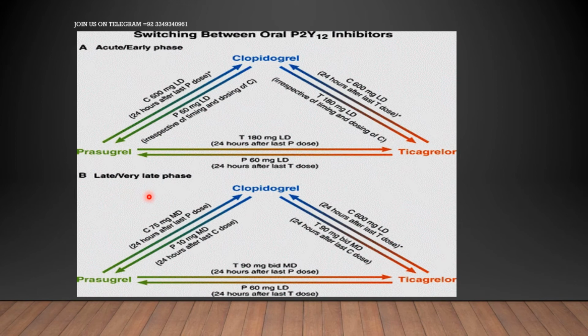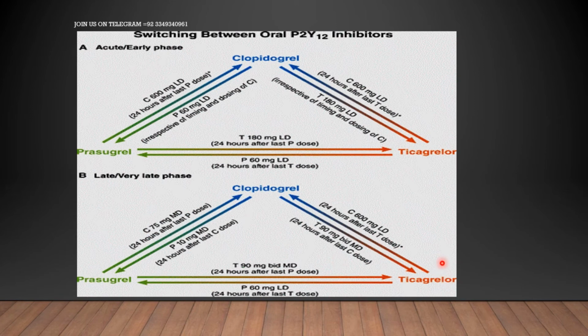During the late and very late phases, if you have to escalate from clopidogrel to prasugrel, just give 10 milligram maintenance dose 24 hours after the last clopidogrel dose. On the other hand, during the late phase, if you have to de-escalate from prasugrel to clopidogrel, give clopidogrel 75 mg maintenance dose 24 hours after the last prasugrel dose. If you have to escalate from clopidogrel to ticagrelor, you have to give ticagrelor 90 mg BID maintenance dose 24 hours after the last clopidogrel dose.